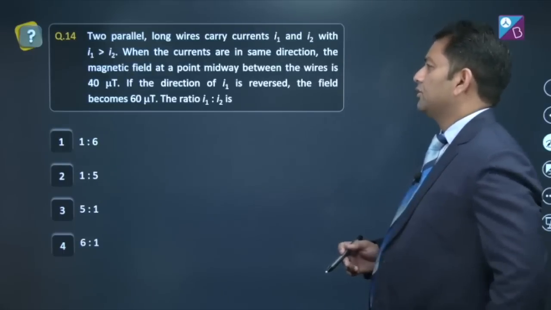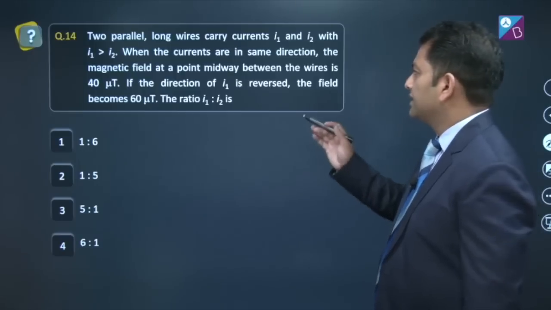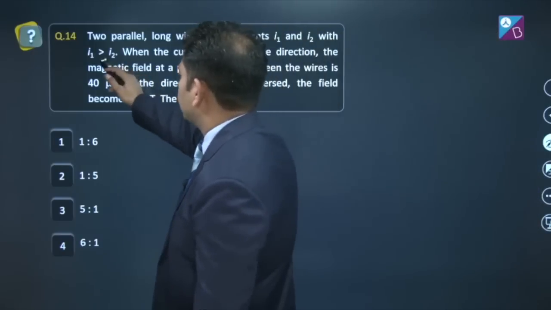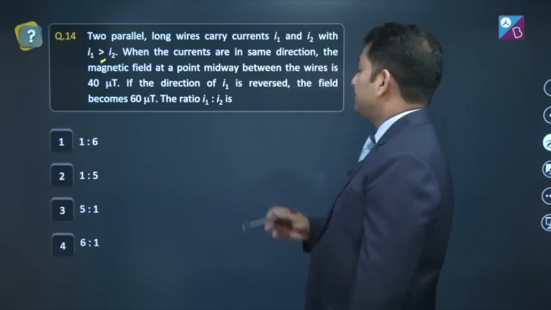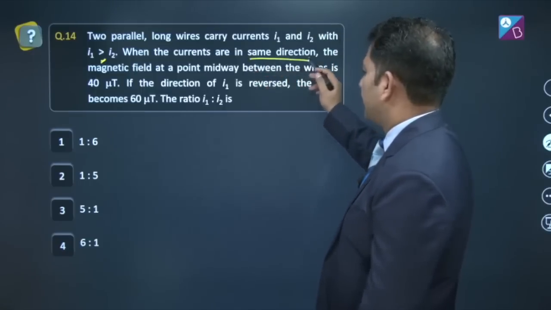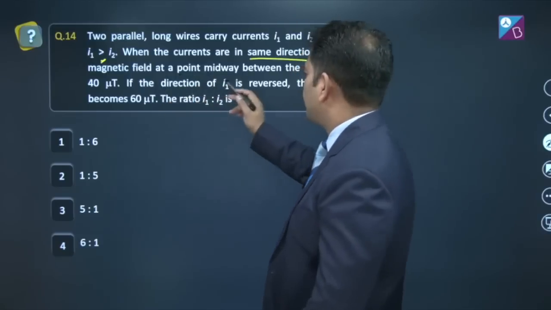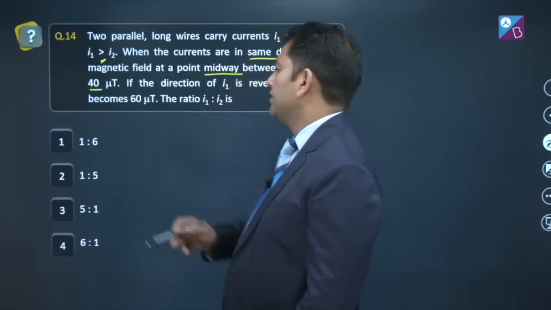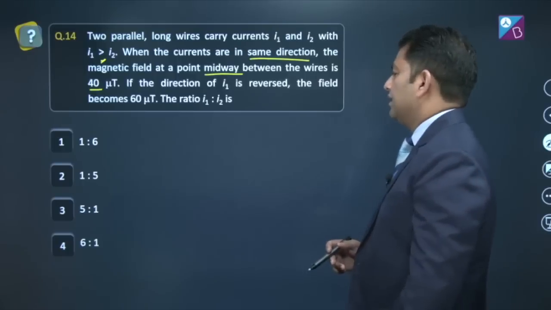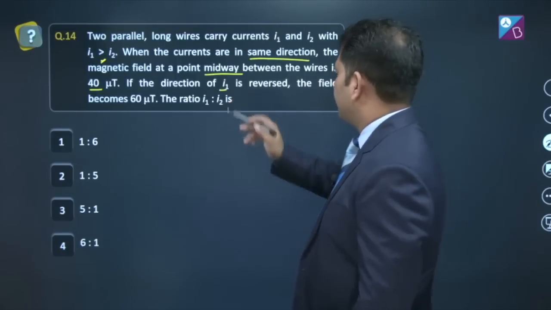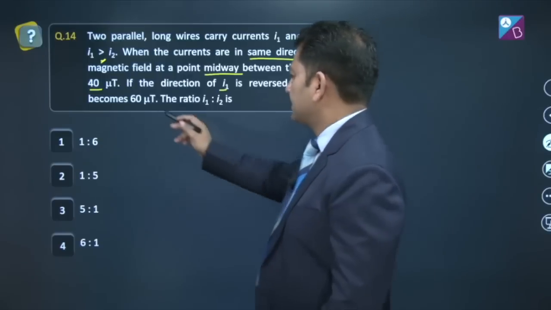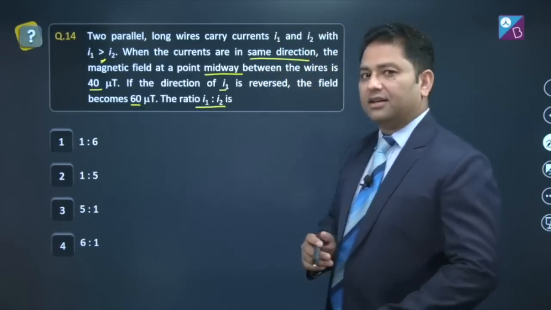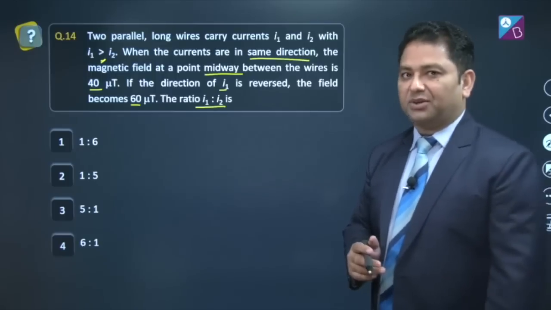What does it say? Two parallel long wires carrying current I1, I2 with I1 greater than I2. जब दोनों में करंट सेम डायरेक्शन में है, the magnetic field at a point midway between the wires is 40 microtesla. और अगर डायरेक्शन ऑफ I1 को रिवर्स करते हैं, फील्ड बिकम्स 60 माइक्रोटेस्ला. विद दिस इंफॉर्मेशन आई गॉट टू कैलकुलेट द रेशियो ऑफ I1 इज टू I2.